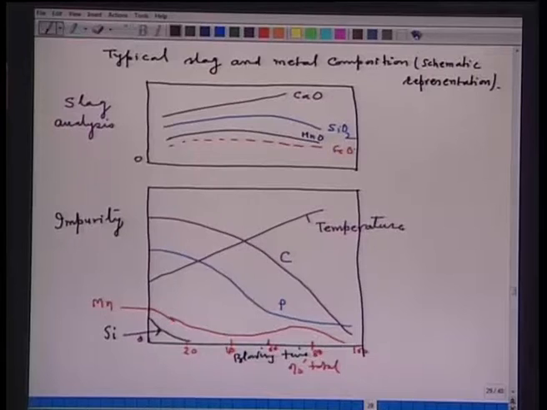Now, let us see the evolution of typical slag and metal composition. Again, I have given here a schematic representation. The whole idea is to let you know how the removal of various elements and the formation of slag commence. For detailed values, you can consult any standard book. The reference I have given at the end of the lecture.